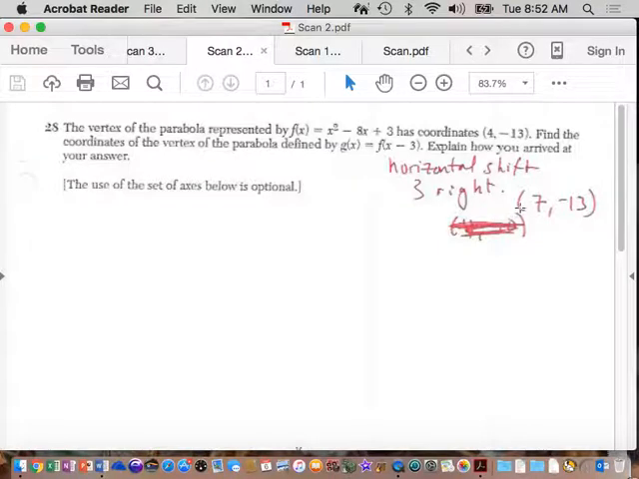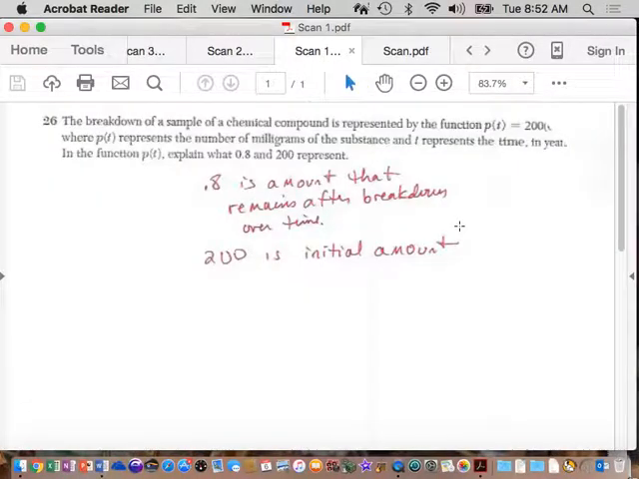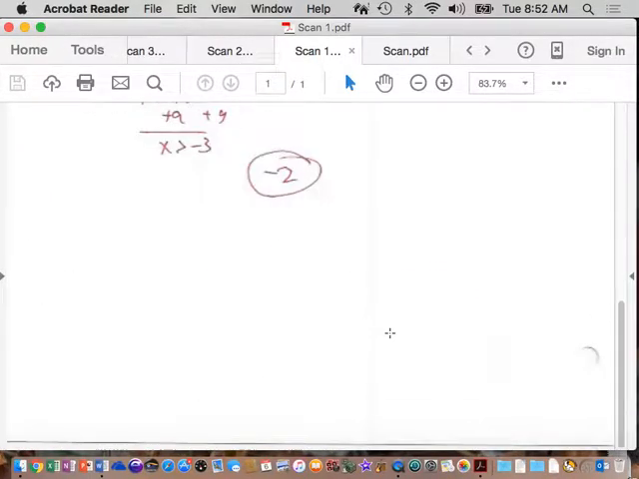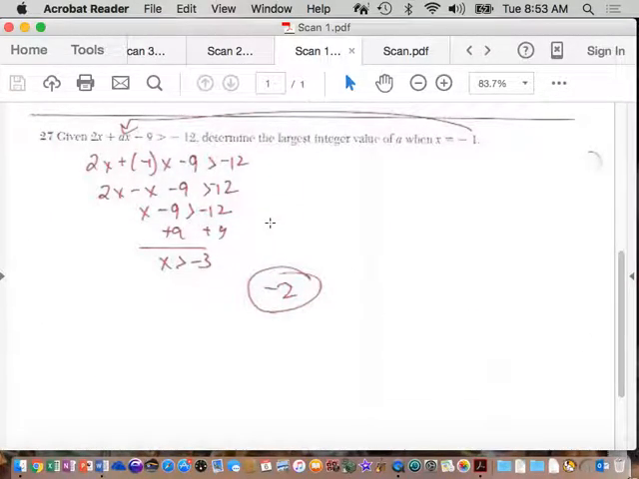The correct answer is 7, negative 13. You skipped 27. Did I? Yeah. It's on the same page, just scroll down. Oh, okay. All right, good. So here we go for 27.